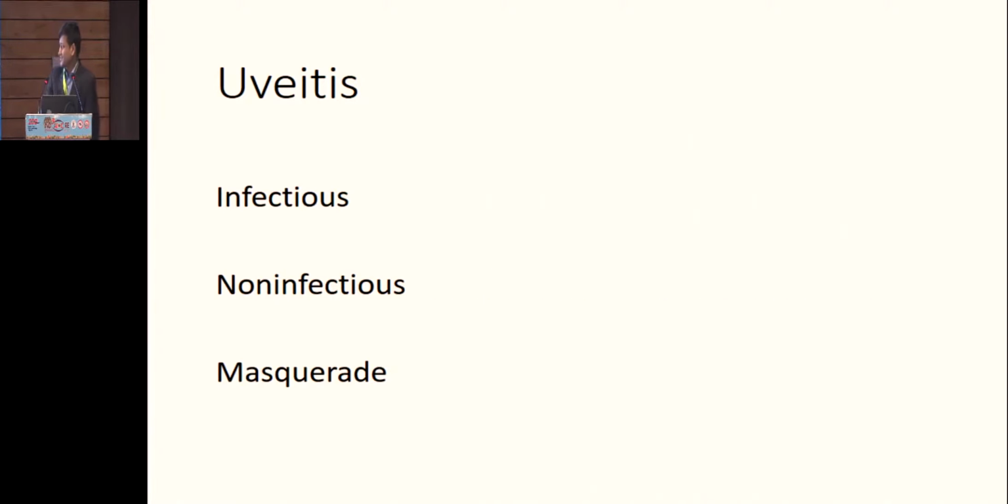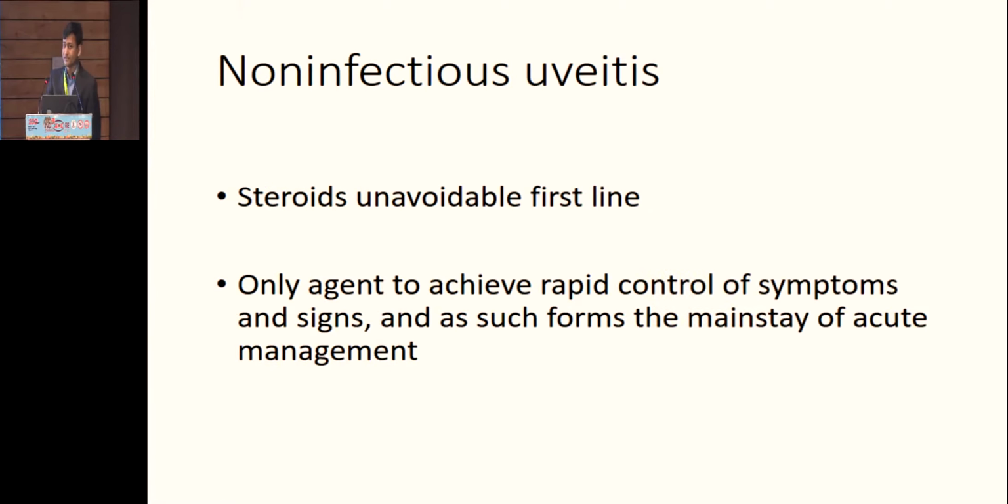So broadly, we know that if we classify uveitis, it's basically infectious, non-infectious, or masquerade. I will not go into the diagnostics of it now. Basically, we will talk about the management of non-infectious uveitis. So in this region, we tend to use immunosuppressives a lot more.